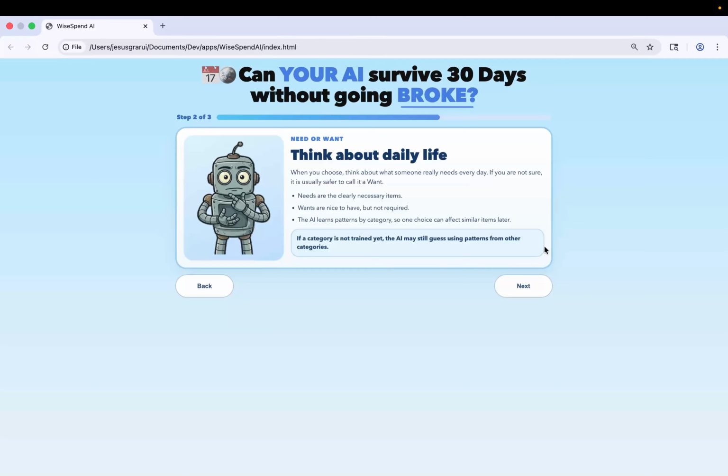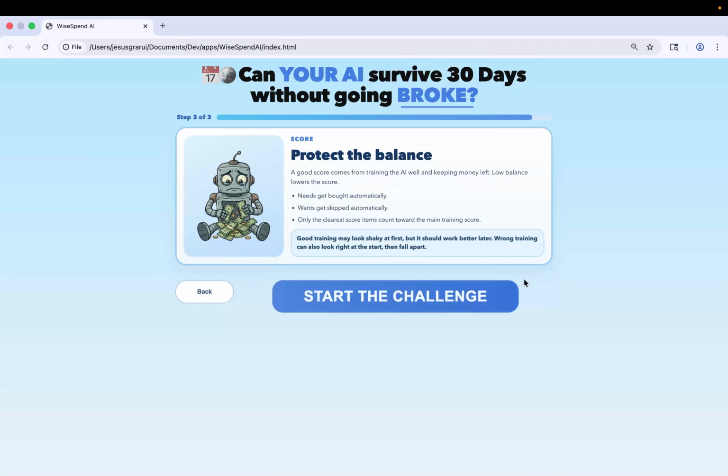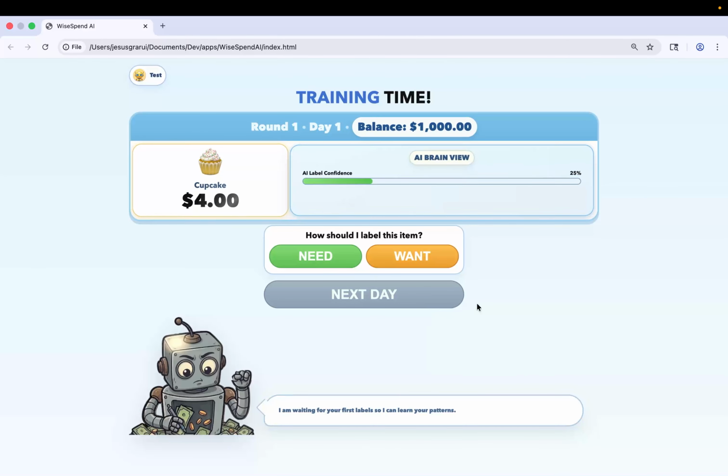And as they train it, they can see in real time how the AI is thinking and the outcomes. And they also had to protect the balance. So here the AI can go broke if trained incorrectly, or it can end up with a lot of money. And so this is the first round and the first day. They start with a balance of $1,000, and this is the first item.